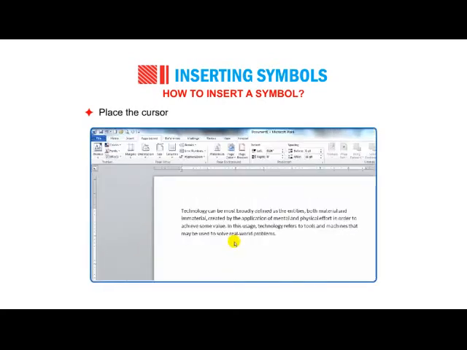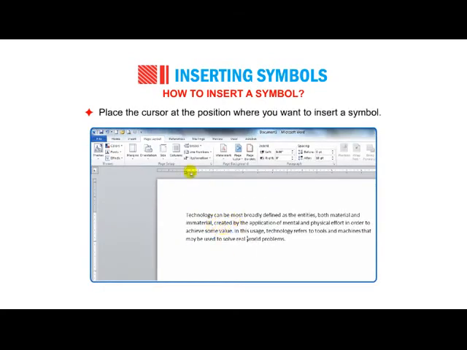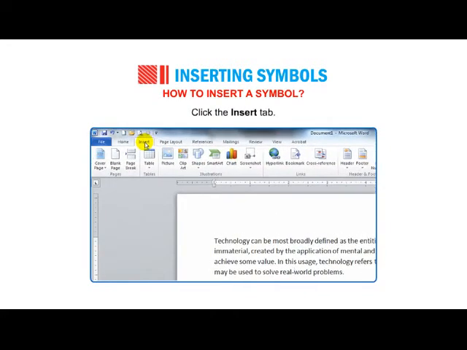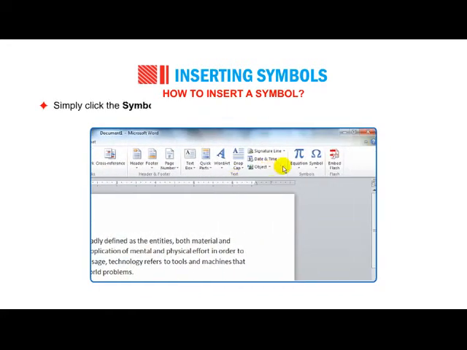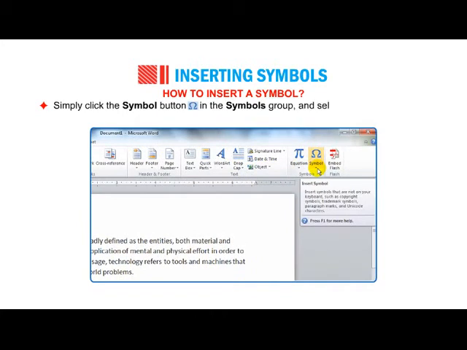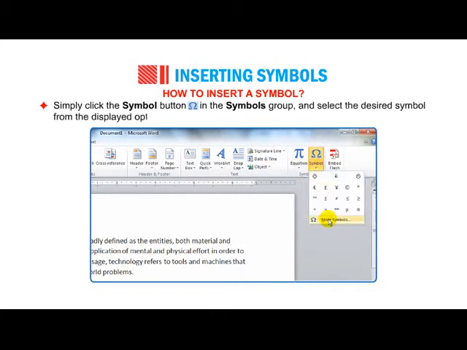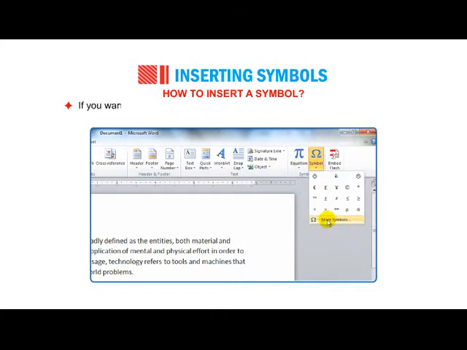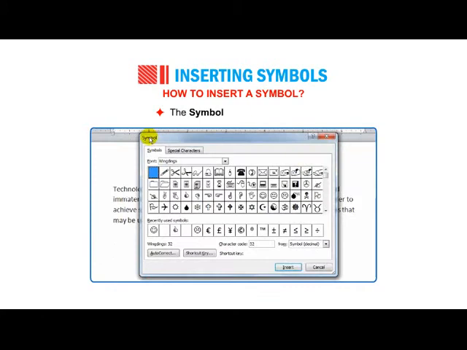Place a cursor at the position where you want to insert a symbol. Click the Insert tab. Simply click the symbol button in the symbols group and select the desired symbol from the displayed option. If you want to choose a symbol from the available list of options, then select More Symbols option. The Symbol dialog box appears. The Symbols tab is selected by default.